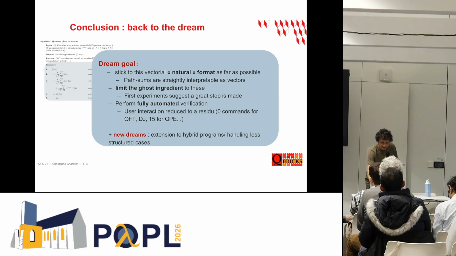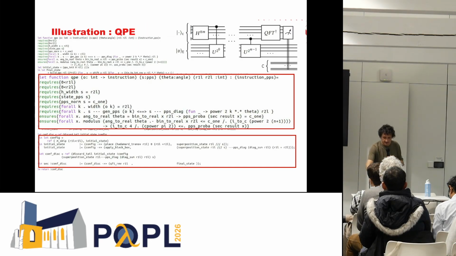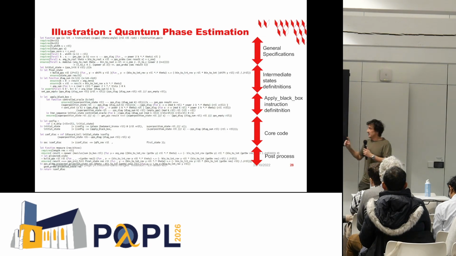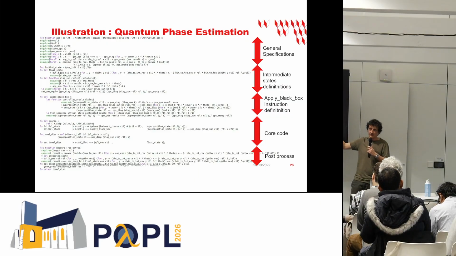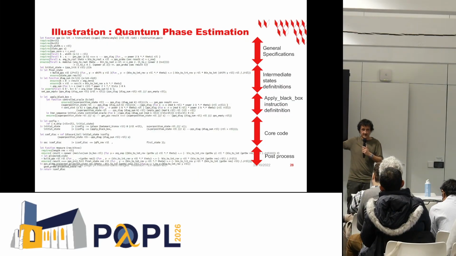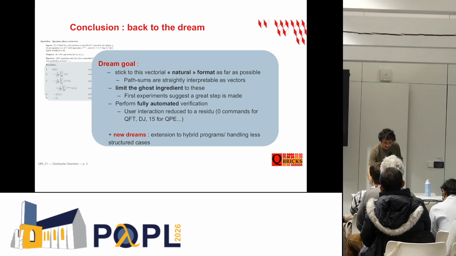About the objective to limit the ghost ingredient to this, globally, it's not far from that. I didn't insist on it, but the delta towards it mainly consists in the fact that there are iterators provided by the language, and applying the iterators needs a path sum invariant as input. So this is the main delta.